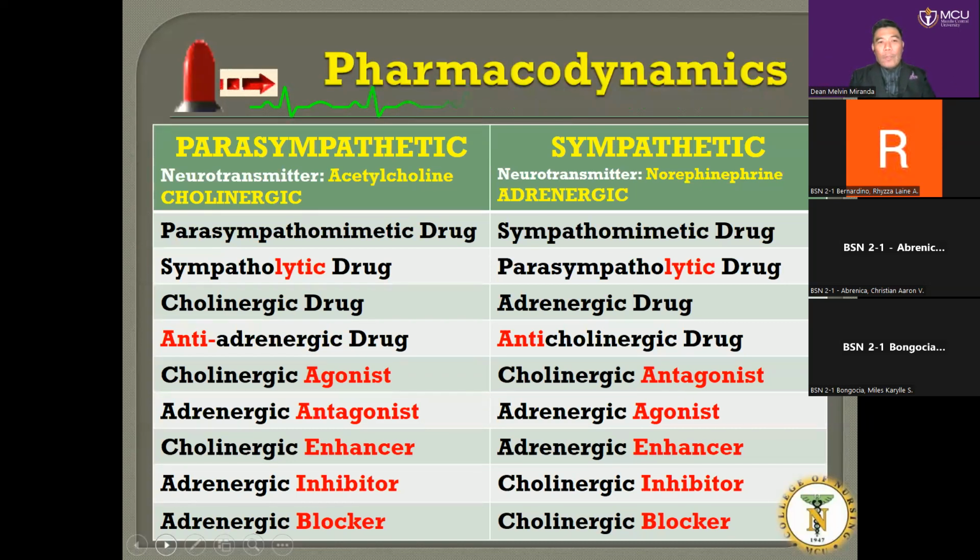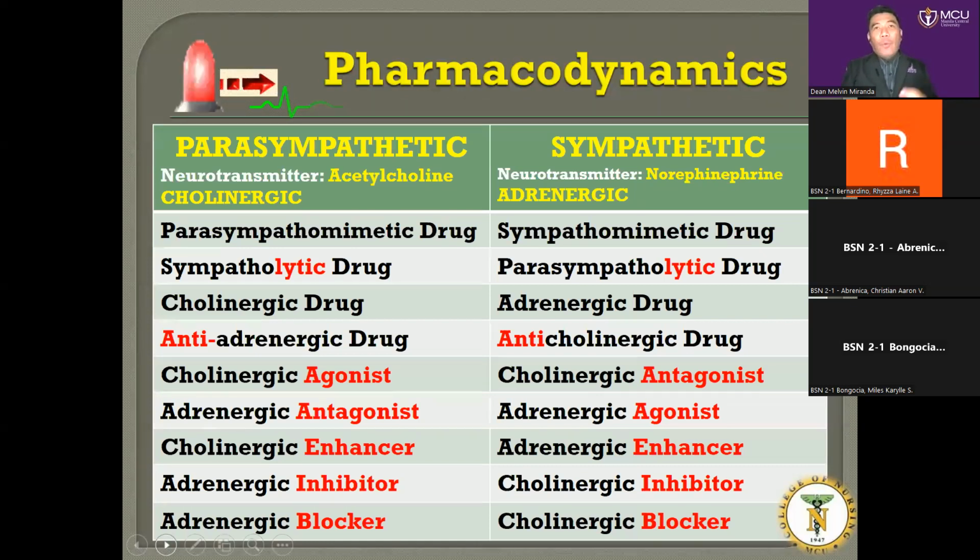So let us discuss it one by one, starting with parasympathetic. With parasympathetic, we have the parasympathomimetic drug. It means the term mimic. Mimic meaning it follows, it signifies mimicking the function of the supposedly compensatory mechanism, the natural response of the body. So a parasympathomimetic drug mimics the parasympathetic response.